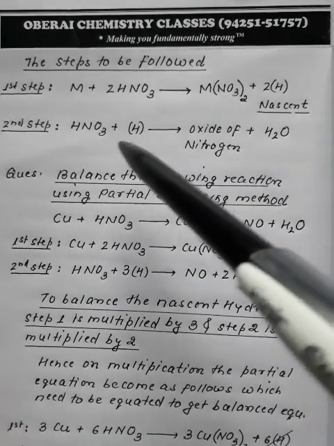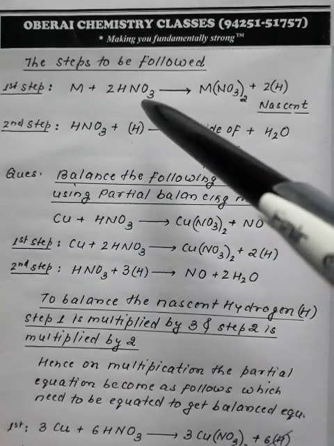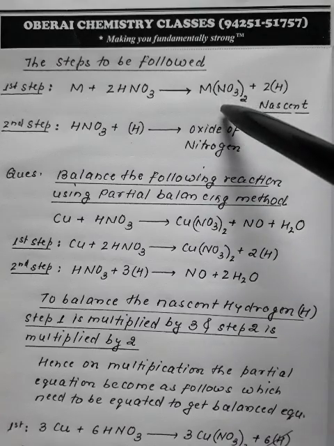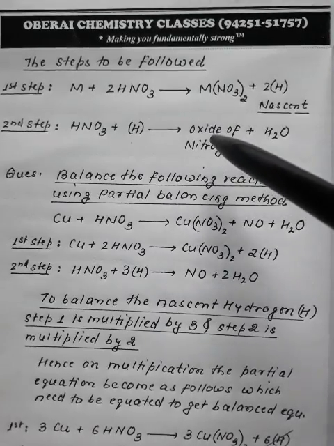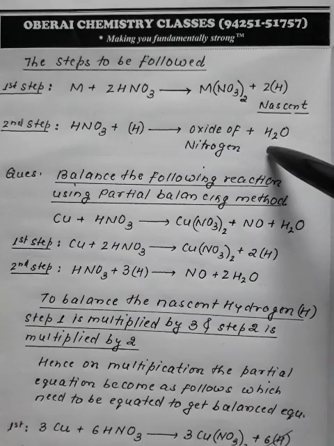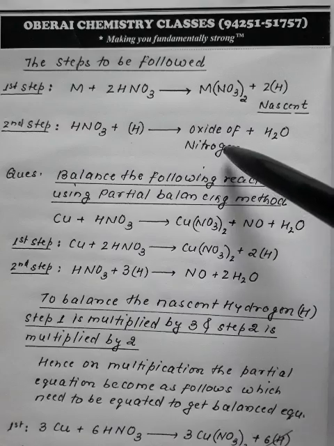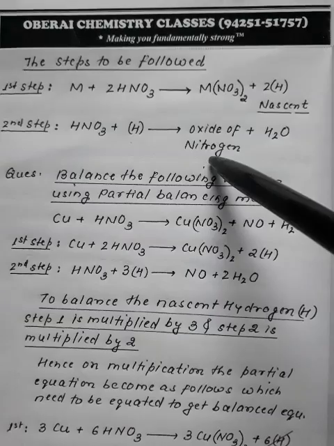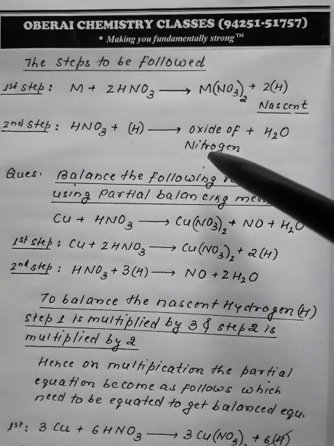Then in the second step, the nitric acid reacts with nascent hydrogen. In the first step, metal is needed along with nitric acid, because metal nitrate is to be produced, and along with it nascent hydrogen gets produced. In the second step, we only need the oxide of nitrogen and water, but metal is not needed, therefore we are not taking metal. So in the second step we react nitric acid with nascent hydrogen to obtain the oxide of nitrogen.